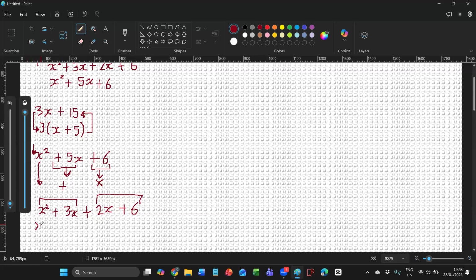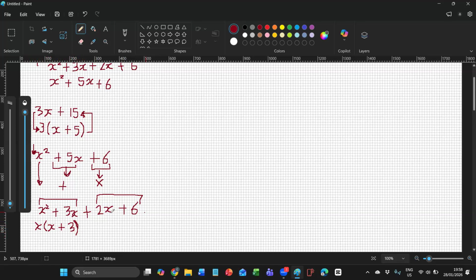I'll put my x outside the bracket. And when I factorize x out of x squared, I'll be left with x. And of course, when I factorize x out of 3x, which, like I said, is a division, 3x divided by x is what? 3. So there we go. Can you see that? Now, but we're not done.